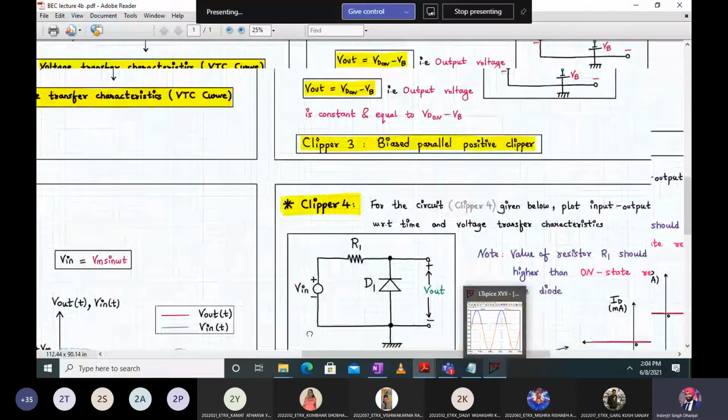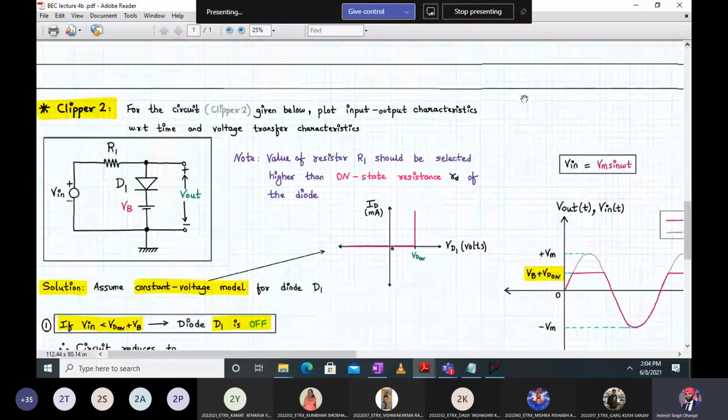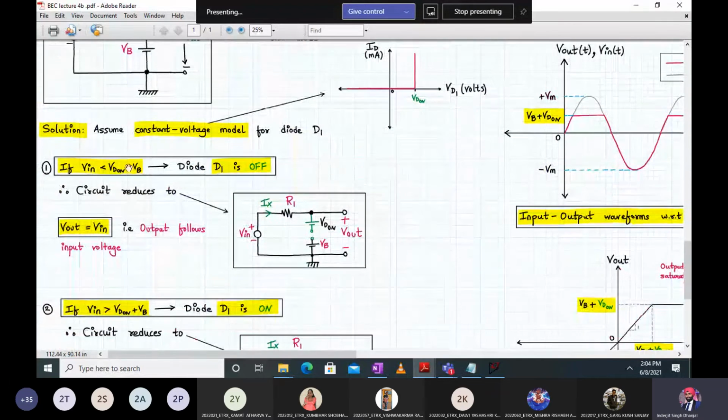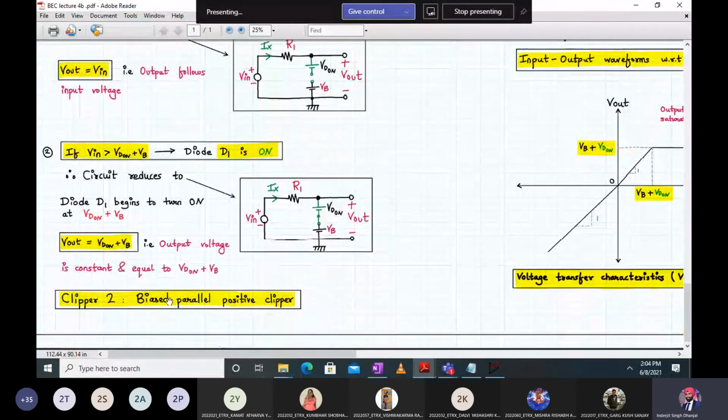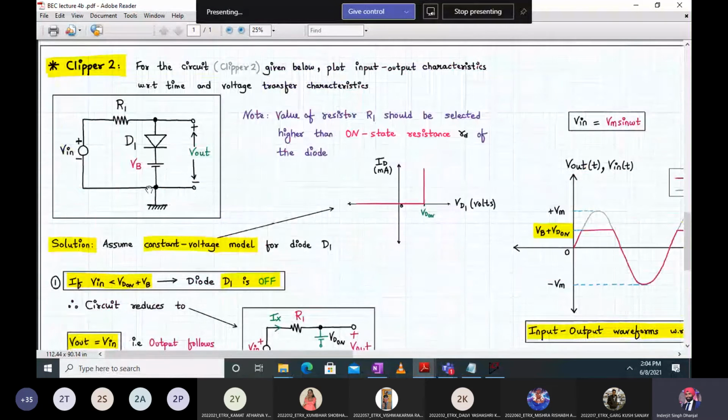Anyone? Before moving, this type of clipper circuit is called a biased parallel positive clipper. Why biased? Because we have the addition of a battery. Why parallel? Because the diode is in parallel with the output. And why positive? Because it is clipping the positive portion.